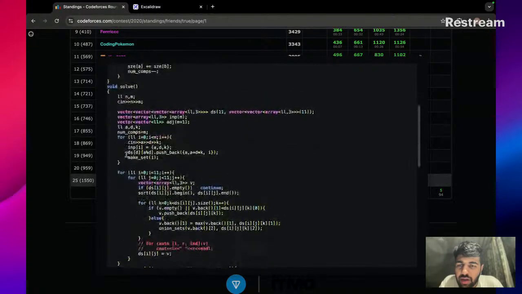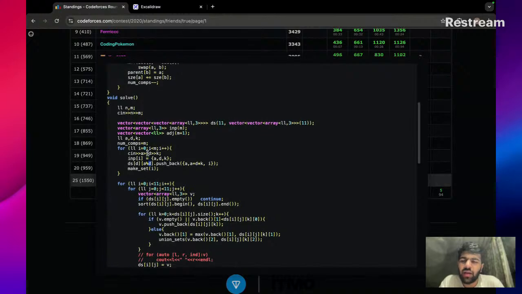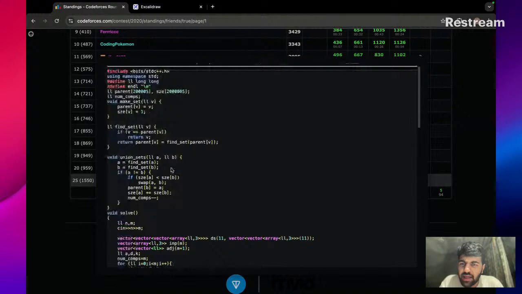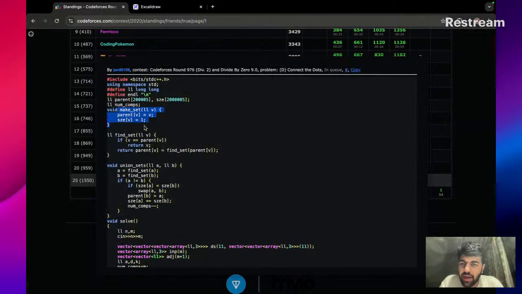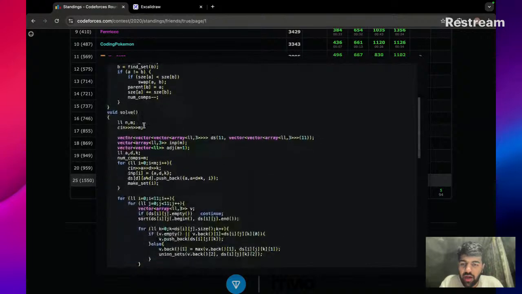Adjacency list. Adjacency of M, okay, not M. Keep in mind. Input ADK, DS of D, comma A mod D. Okay. So at every distance and start point, let's say you are pushing start, end, and index. Okay, make set of I. Okay, so parent and that is set. Fair. Oh, okay. For every M.